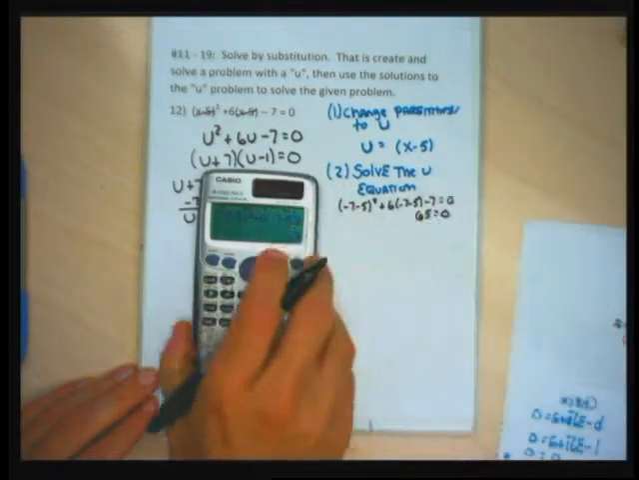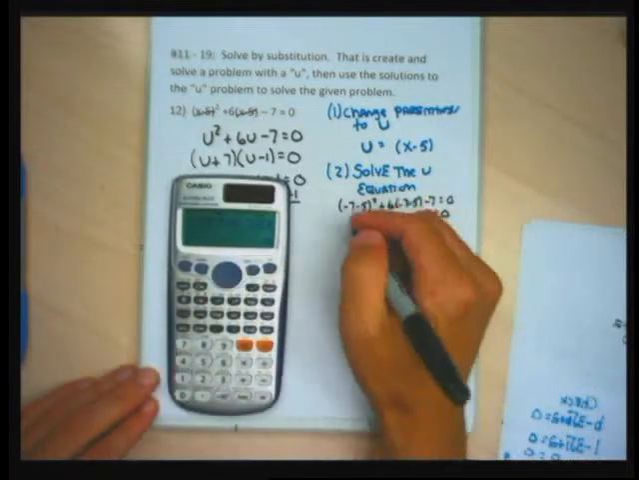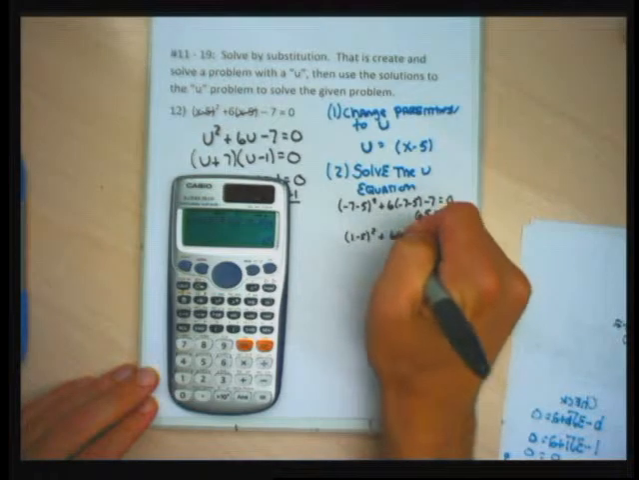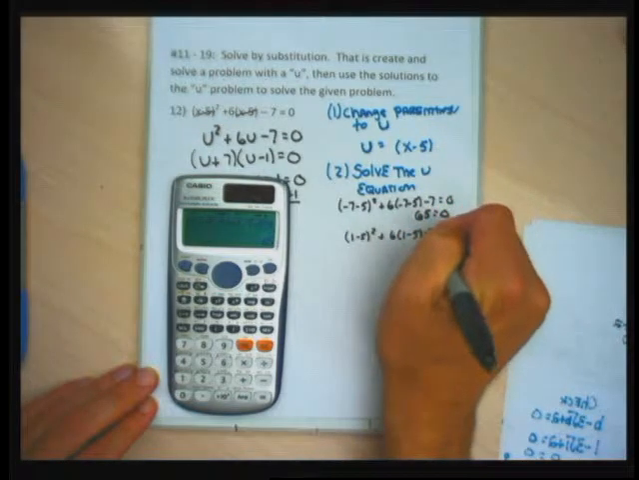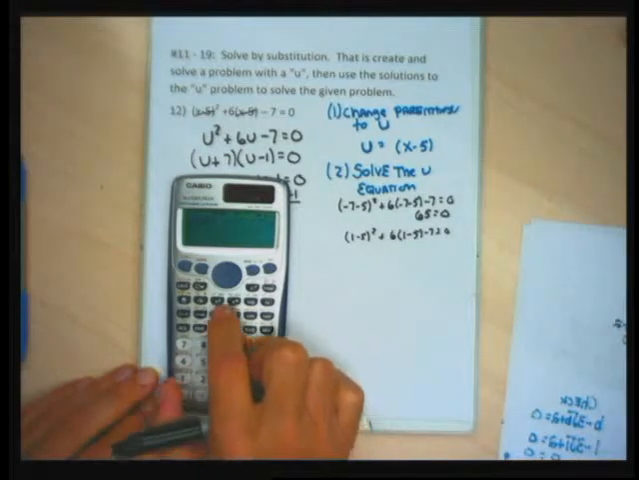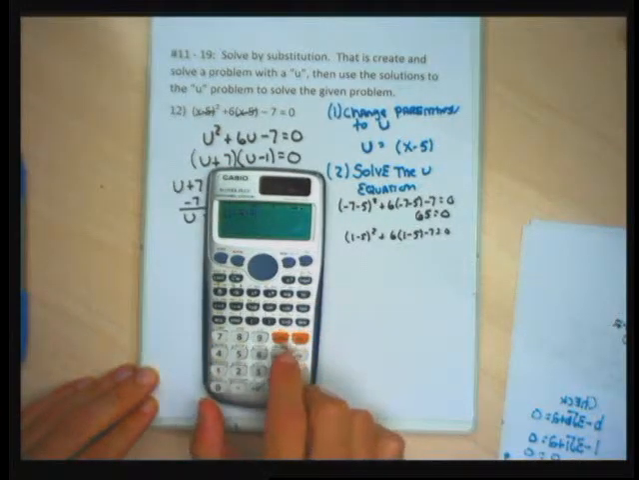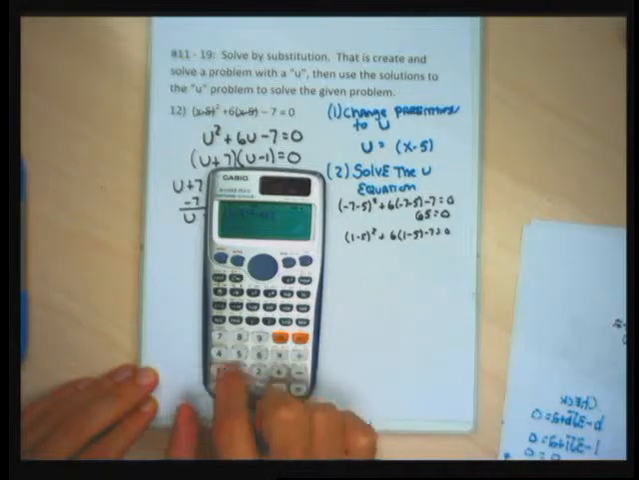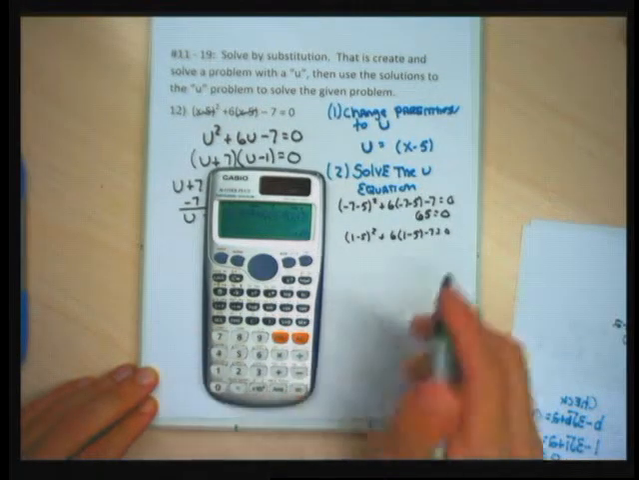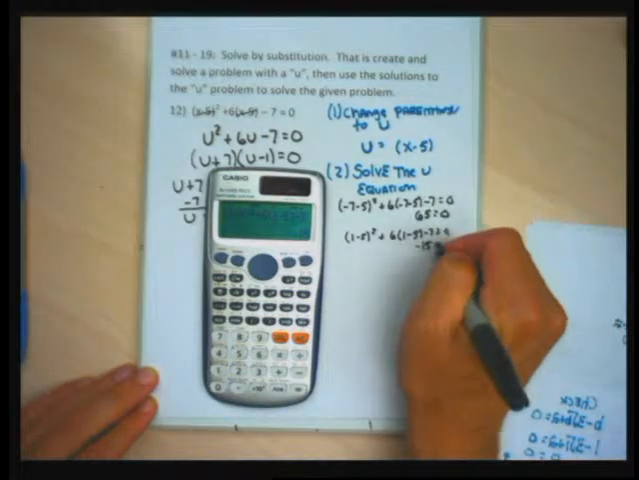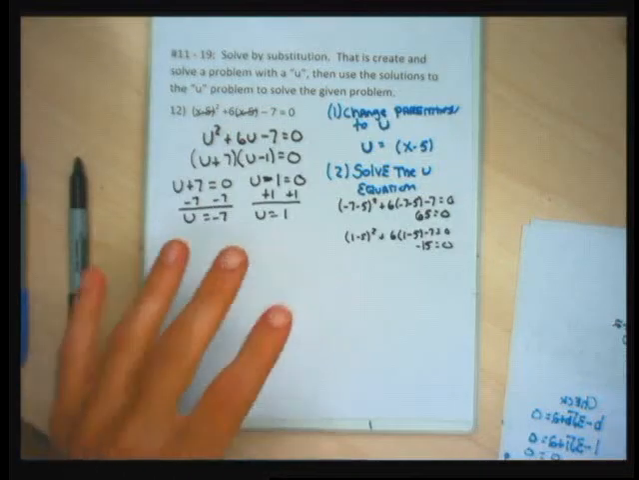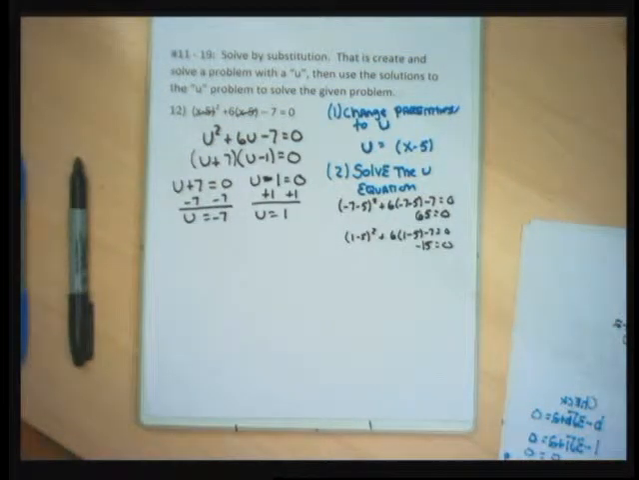7's not a solution. Similarly, if I did 1 minus 5 squared plus 6 times 1 minus 5 minus 7 equals 0, I'm also going to be left with something that's not a solution. So I did 1 minus 5 squared plus 6 times 1 minus 5 minus 7. I get negative 15 equal to 0. So it seems kind of pointless at this point. I've generated answers, but they don't check.